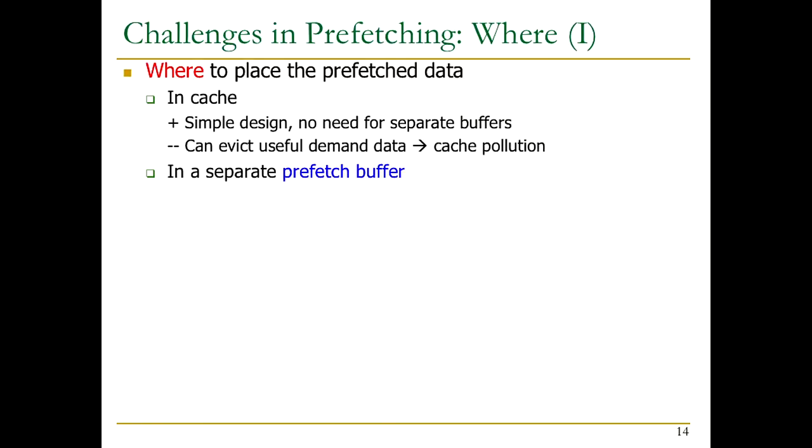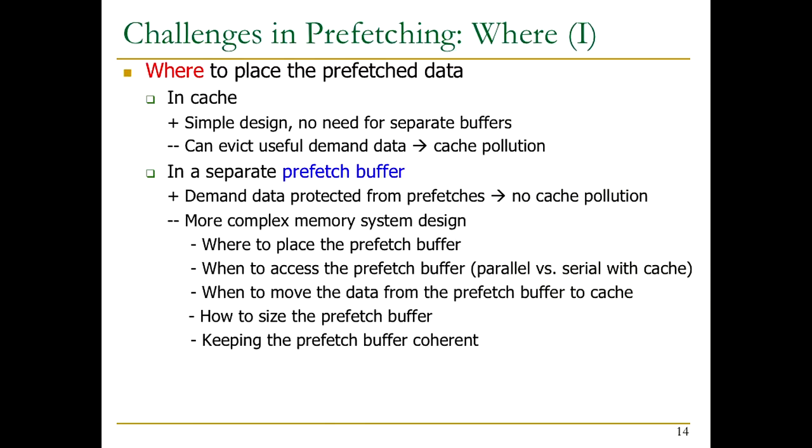Now the downside is you can evict useful demand data. You cause cache pollution, so basically more contention in the cache. And all of the issues that we've discussed with caching become exacerbated because now you're putting prefetches into the cache also. And prefetches may have different reuse behavior compared to demands, as we will hopefully get to. Or you could place it into a separate prefetch buffer. Now the demand data is protected from prefetches, with no cache pollution to the demand data. But of course, now you have many, many other choices. I just want to give you the effect on the complexity. This doesn't mean that it's a bad idea just because I've listed a laundry list over here.